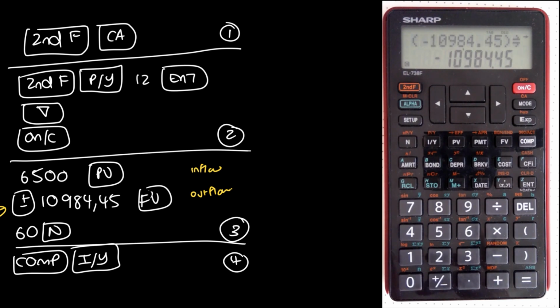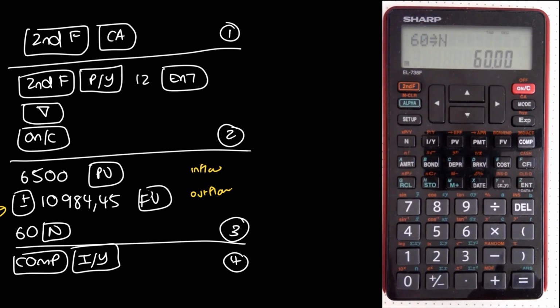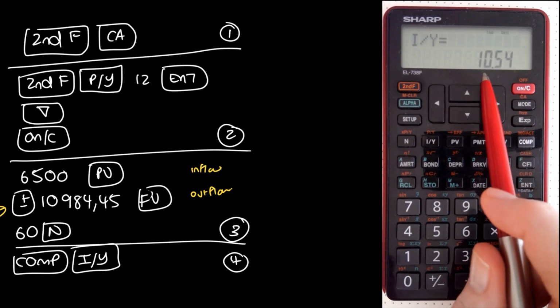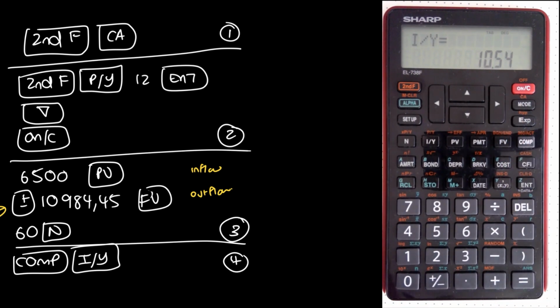Next up, we know it's for 5 years, and the years need to be in the same units as our compounding. So it's 5 times 12, which is 60. So we have 60 in. And we want to know what the nominal interest rate is, so we're going to compute IY. And you're going to see here it comes up as 10.54. So unlike our formulas, this already gives us our nominal interest rate. We didn't have to do any conversions to get to this. So it automatically tells us what the nominal interest rate is. So it's 10.54% per annum compounded monthly.